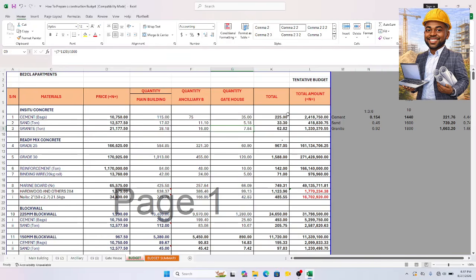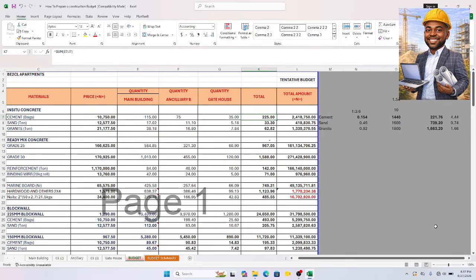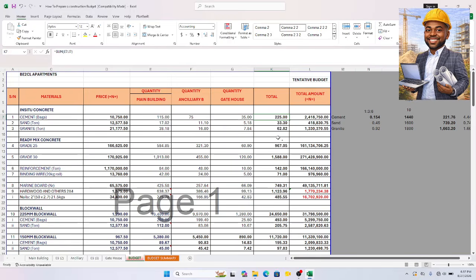So this is the total sand in tons. This is the total cement in bags. The same thing I will do also to the granite. I say 1.66, right? 1.66. If I come here, this is 1660. We see it here. This is 1660. And this is also 1660. So this is the total granite we need.